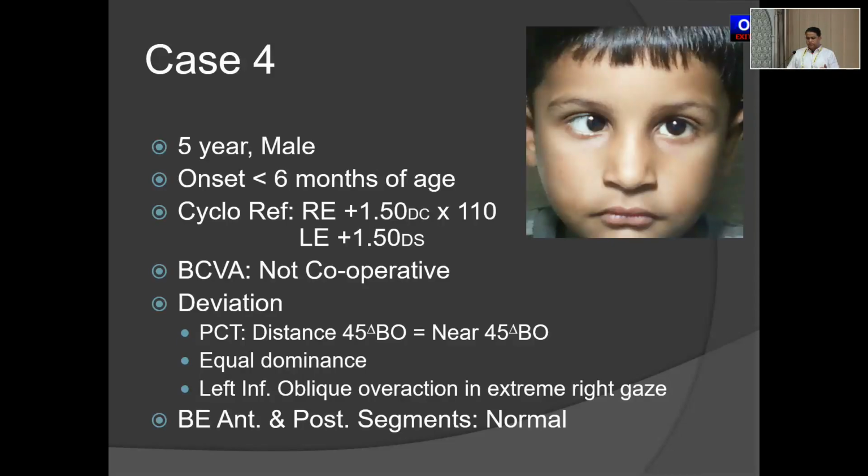Now in this type of case where there is a refractive error also, we have to start with glasses and then proceed with the surgical options. This 5-year-old male had onset less than 6 months of age. Less than 6 months means it's a congenital type. The distance was almost equal to near, base out 45 prisms, and there was left inferior oblique overaction in the right extreme gaze.